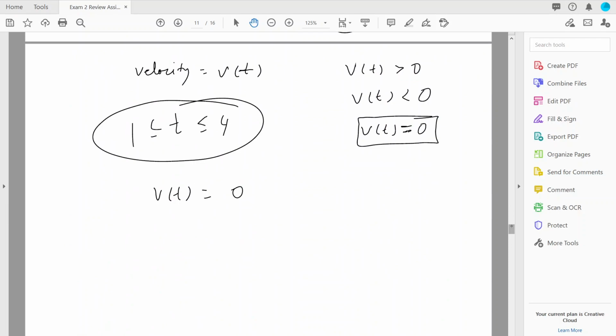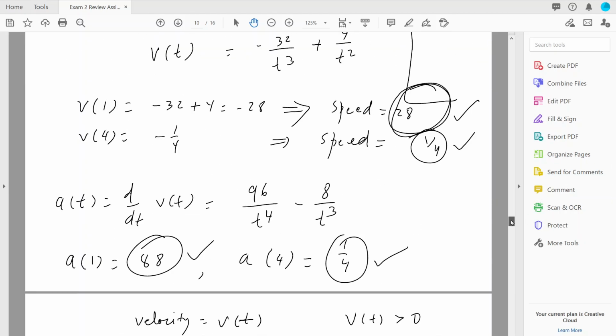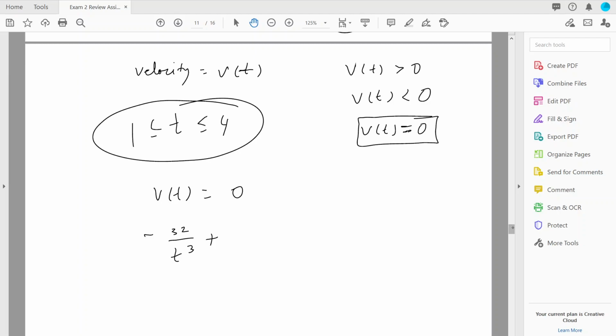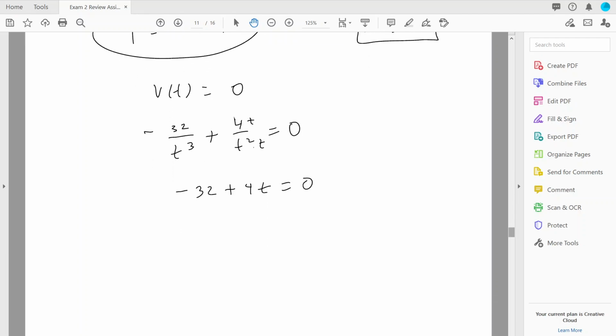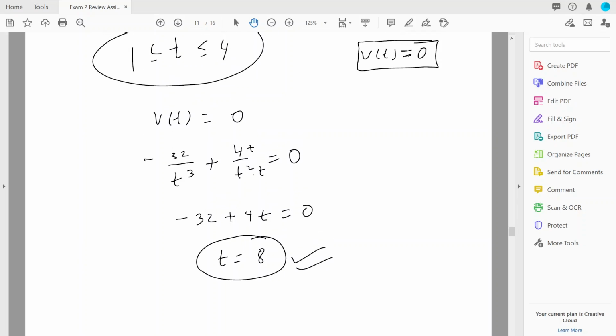Now we just have to solve that. Negative 32 over t cubed plus, let me go back one more time, 4 over t squared. Let's try to solve this equation. We have to make the same denominator. There is a t cubed, there is a t squared, so I'm going to multiply this by t, and eventually that would be negative 32 plus 4t equals 0. We can just multiply both sides by t cubed, and that will give us t equals 32 divided by 4, which is 8. So the only time when the velocity would be 0 is when time is 8 seconds.